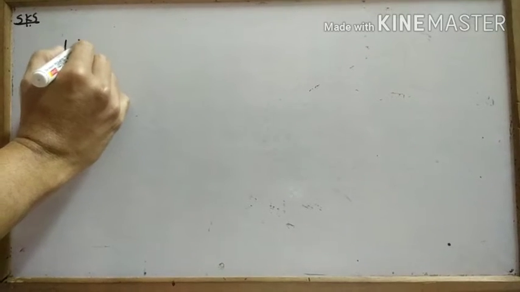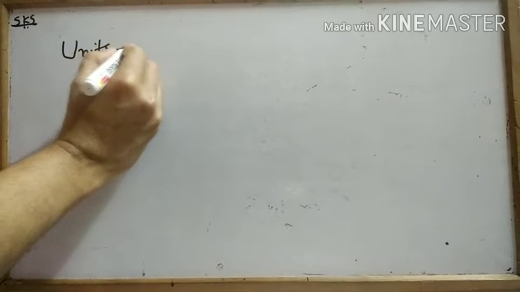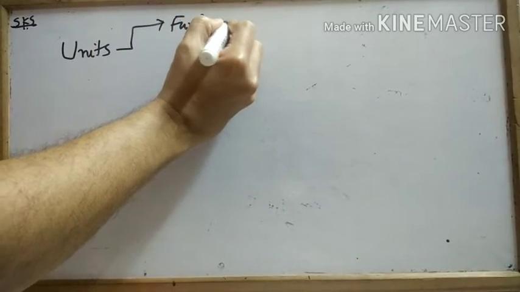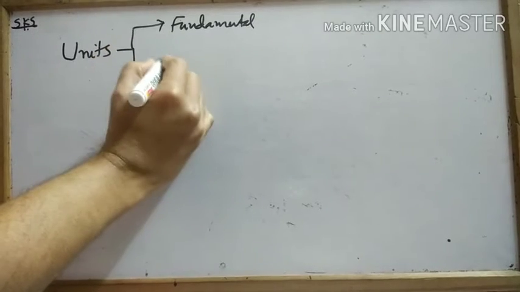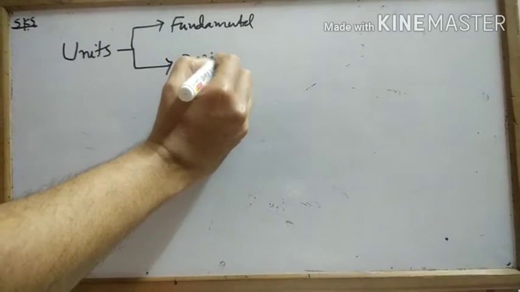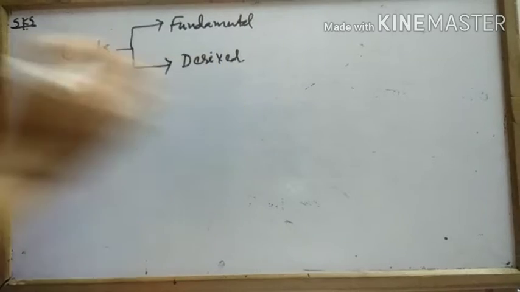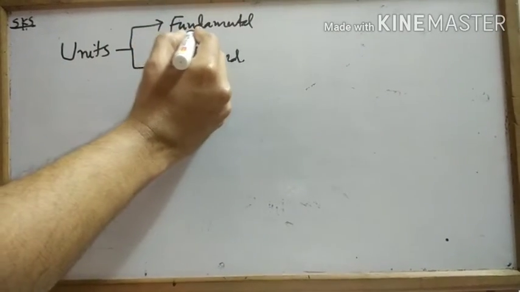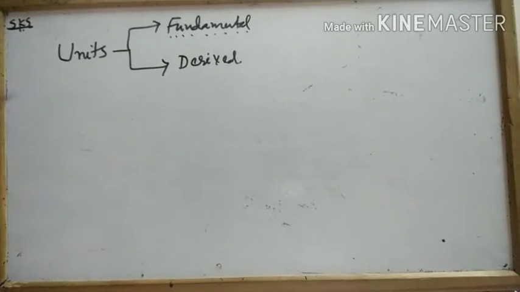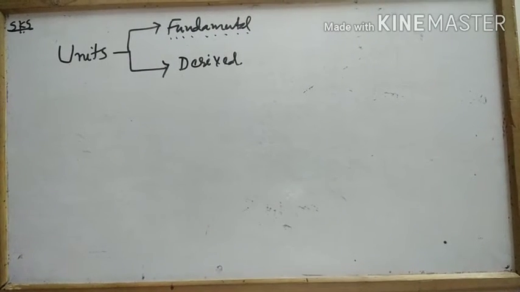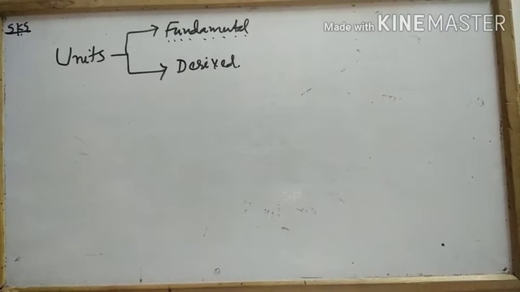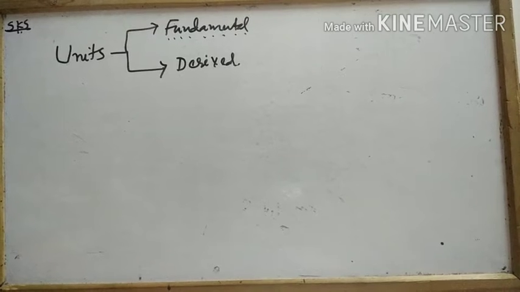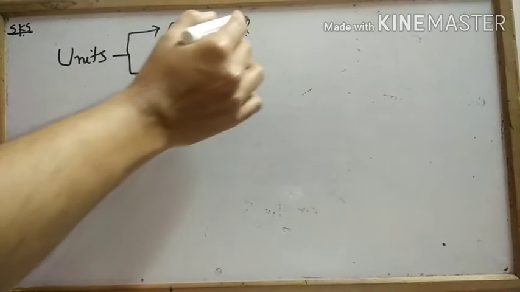Now these units can be divided into two groups. One is called as a fundamental unit, and other is called as a derived unit. Now what is the difference between fundamental unit and derived unit? Fundamental means basic, very simple, basic unit. It will never change with time, with space. It does not depend on any other unit. So that is independent of any other unit, is called as a fundamental unit.